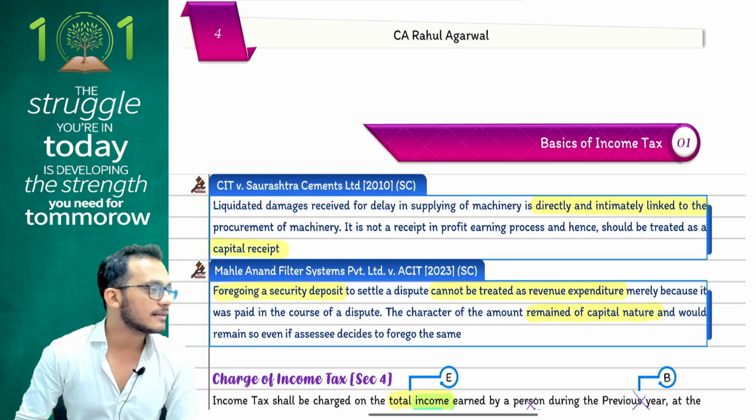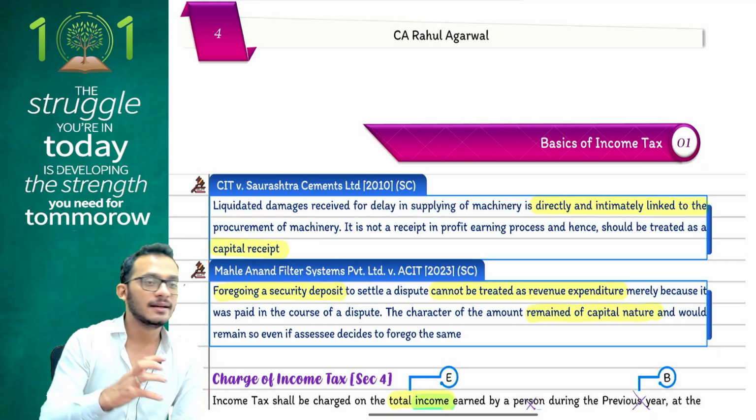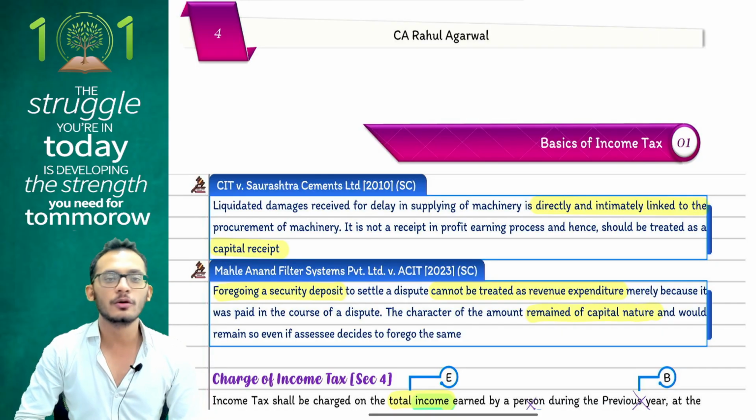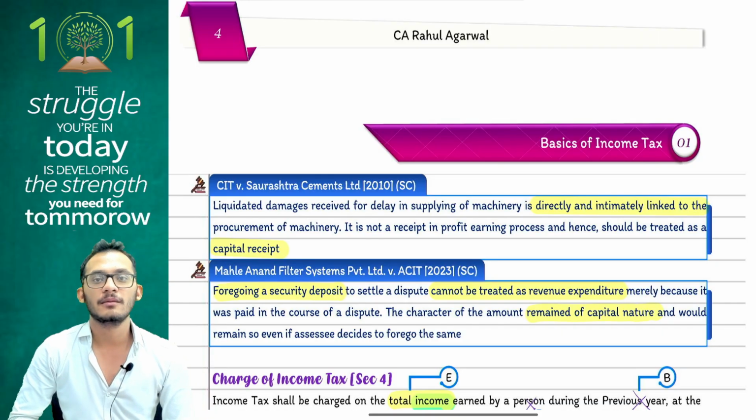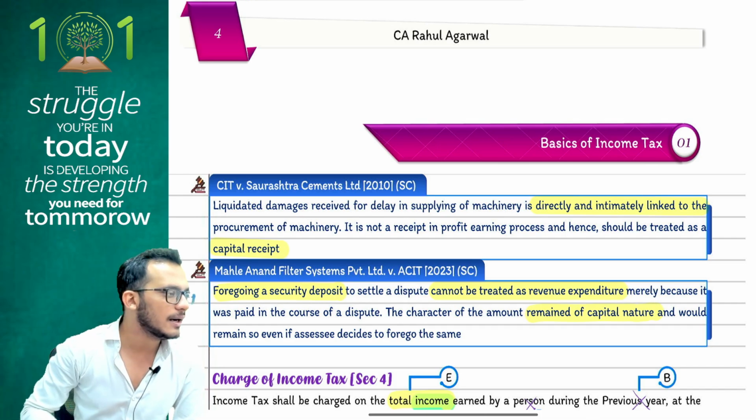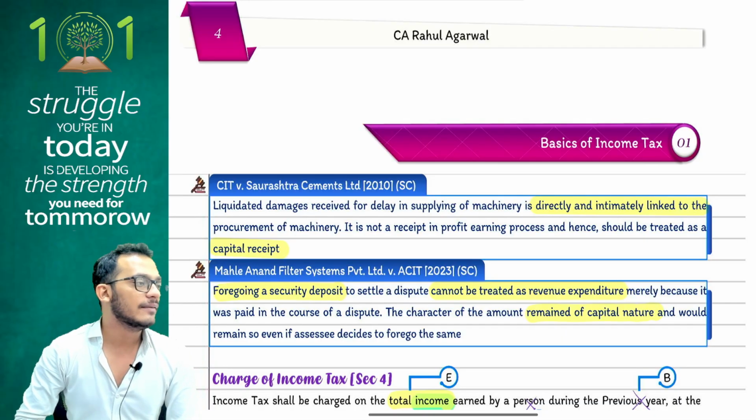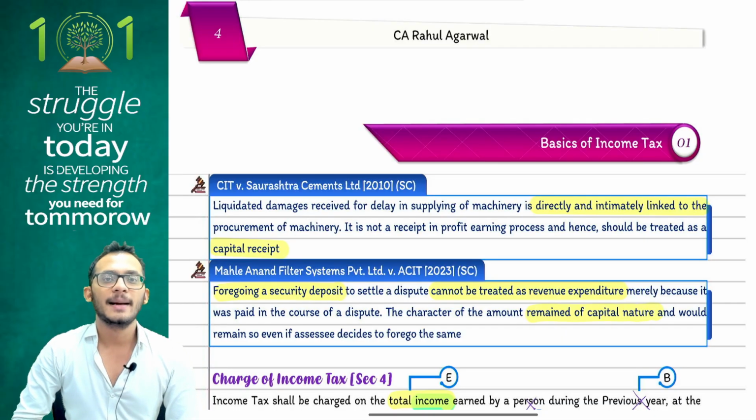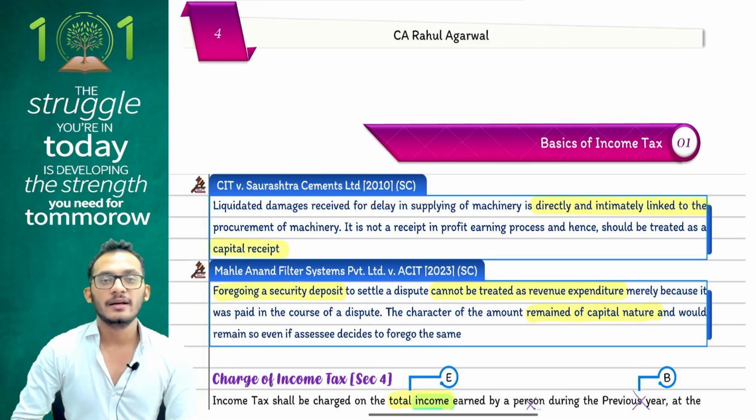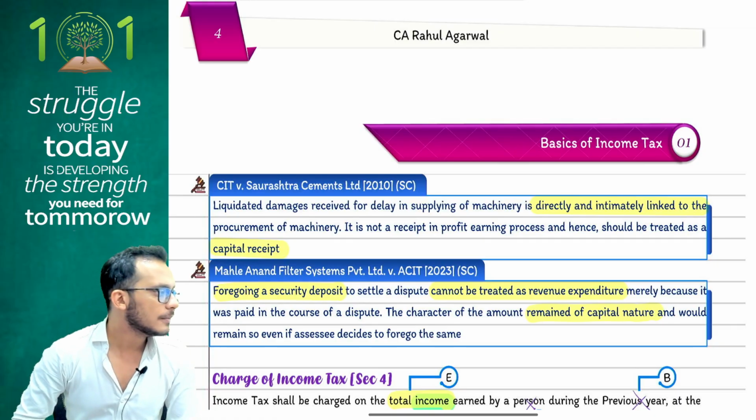And finally a case law came and said, if you have given a security deposit to someone and the deposit has been forfeited because there is a dispute, the asset will still remain capital in nature. You can't treat it as revenue expenditure. Even if it is forfeited, it is still a capital expenditure. Correct, not correct? That is what we discussed. Any doubts on this part? Clear to go? Yes, very good.